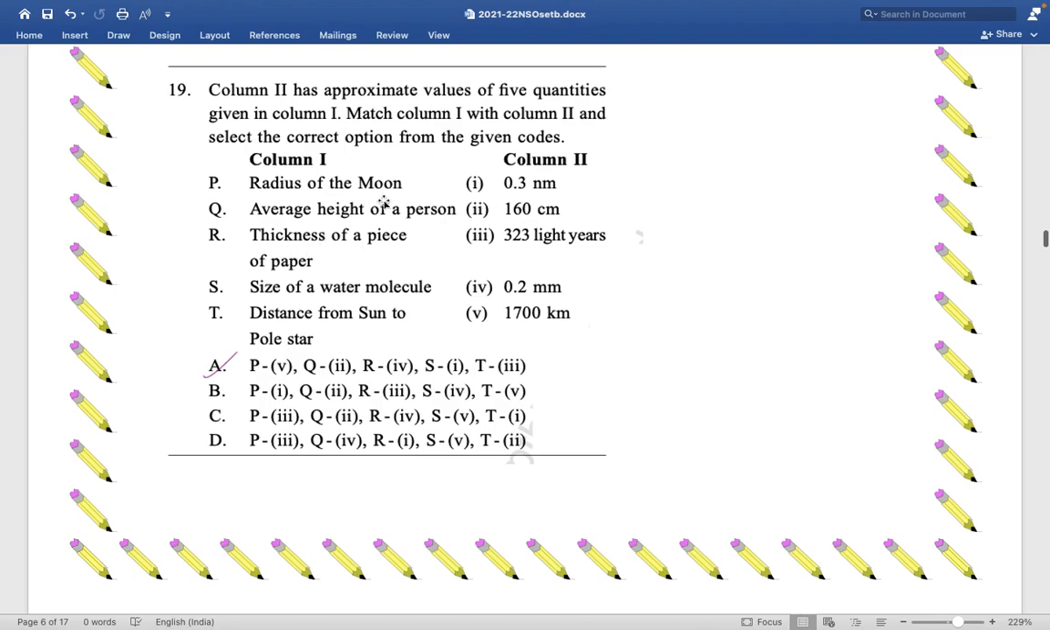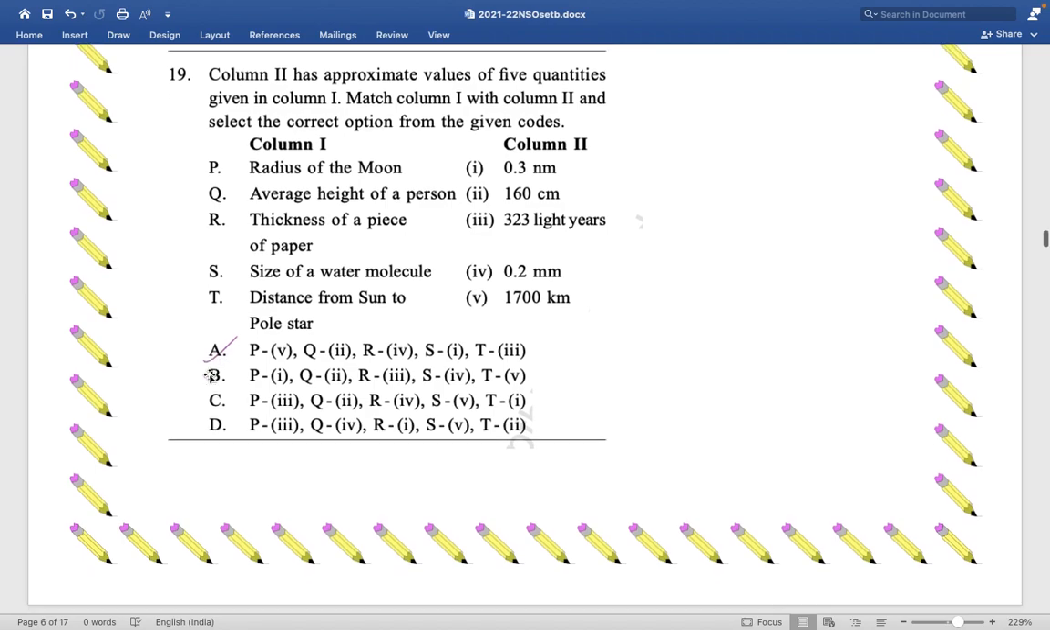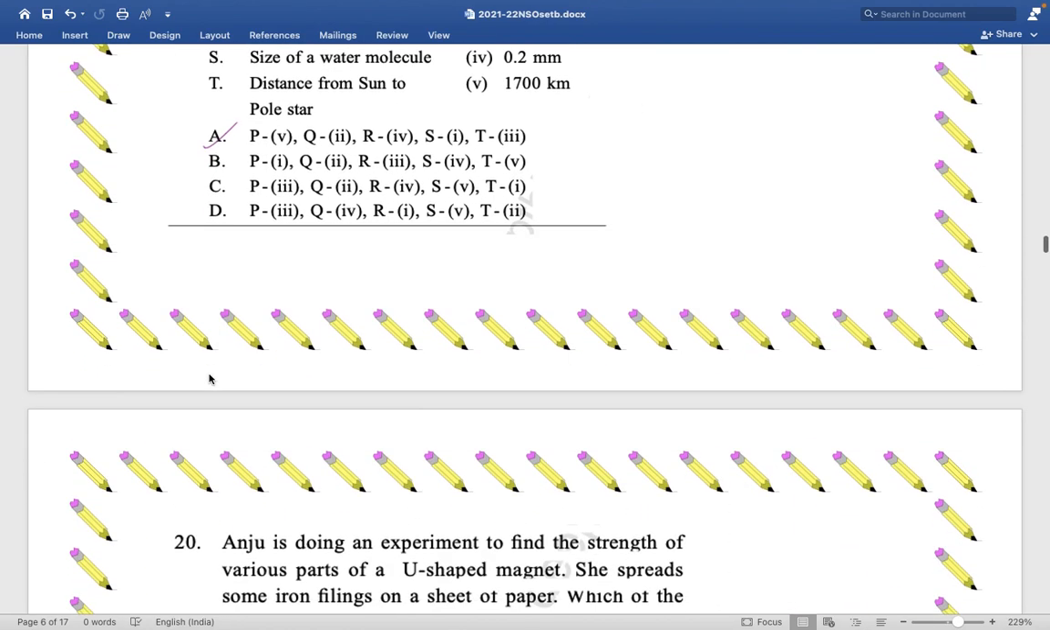The radius of the moon is 1700 kilometers. The average height of a person is 160 centimeters. The thickness of a piece of paper is 0.2 millimeter and the size of a water molecule is 0.3 nanometer. The distance from the sun to the pole star is 323 light years. So A is the correct option.